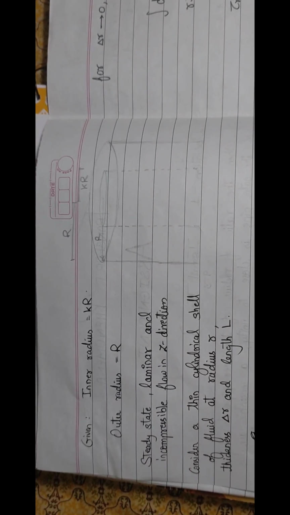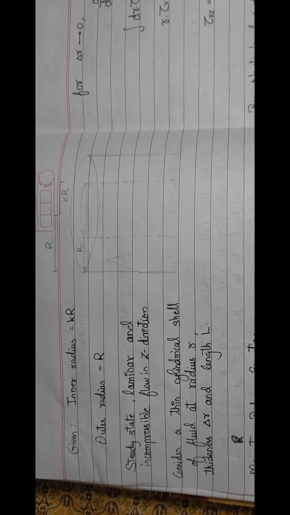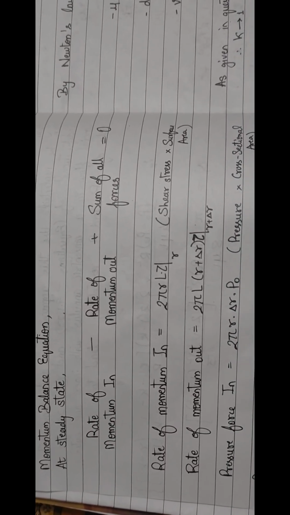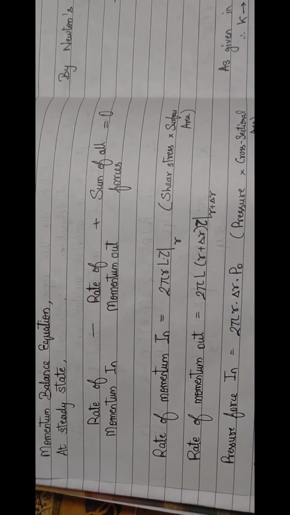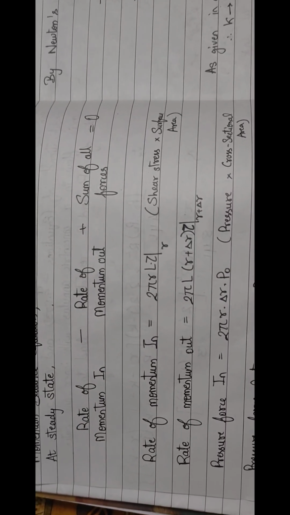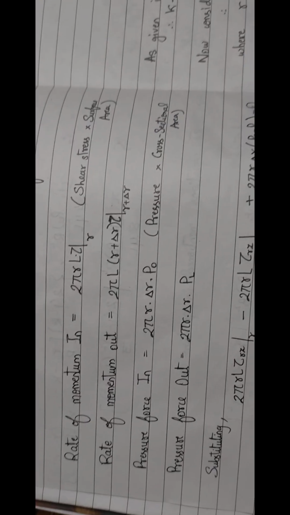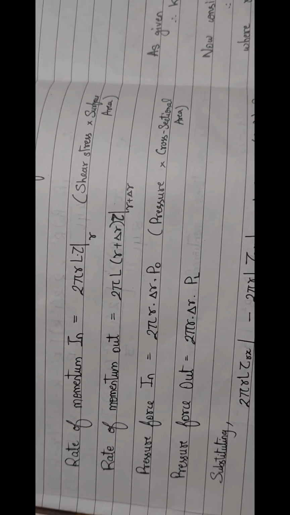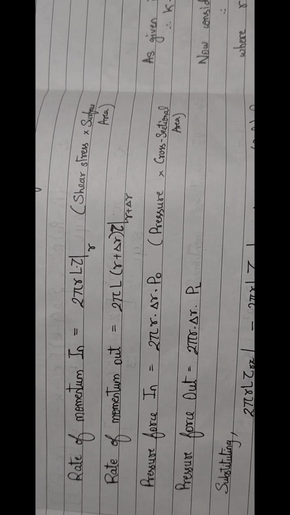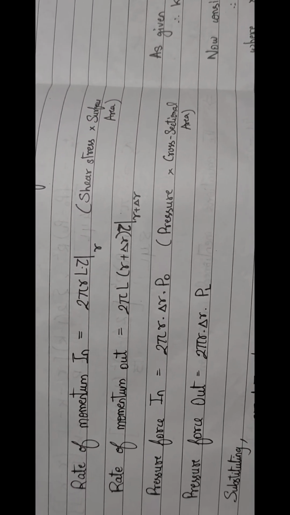And in the question it is given that k tends to unity. So the assumptions are steady state, laminar and incompressible flow in the z direction. Steady state makes the accumulation 0. So when we write the momentum balance equation at steady state, it is rate of momentum in minus rate of momentum out plus sum of all forces is equal to accumulation, which is 0 at steady state. So rate of momentum in is equal to 2 pi r L tau rz, which is r momentum in z direction at r.